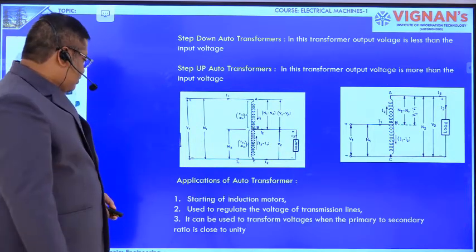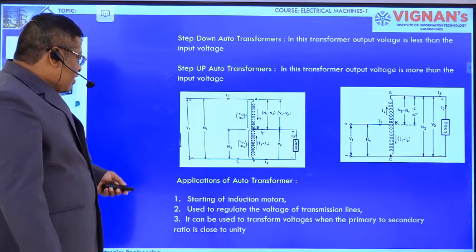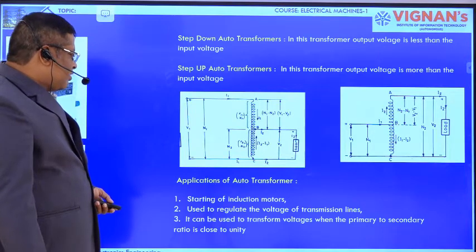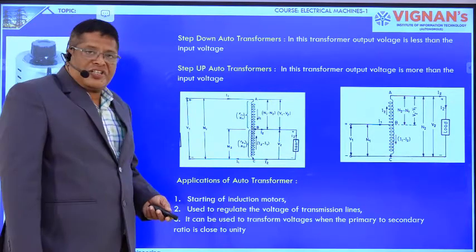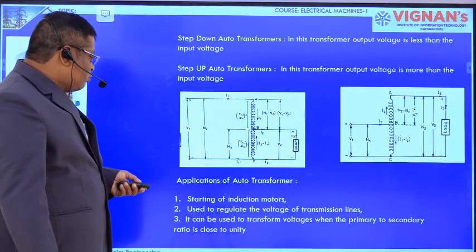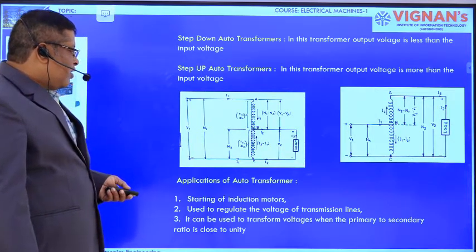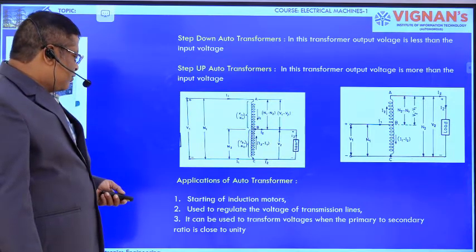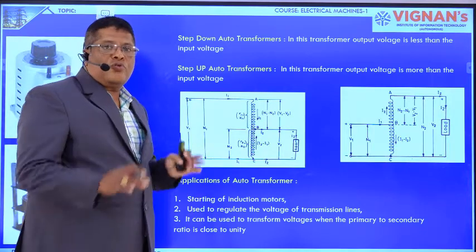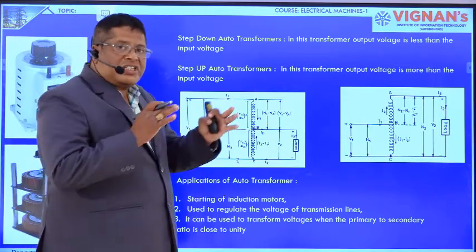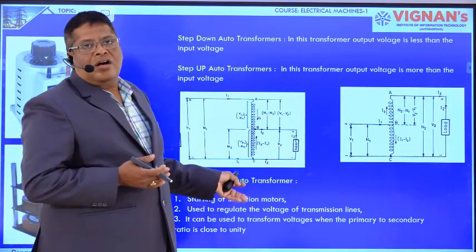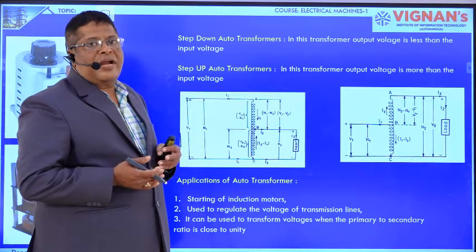Applications of auto transformer. The first is the starting of the induction motor. The second is used to regulate the voltage of a transmission line, which I have just explained. It can also be used to transform the voltage where the primary to secondary ratio is close to unity. Suppose you don't want any voltage difference from the primary winding to the secondary winding, then you can go for the auto transformer, because it has some advantages.